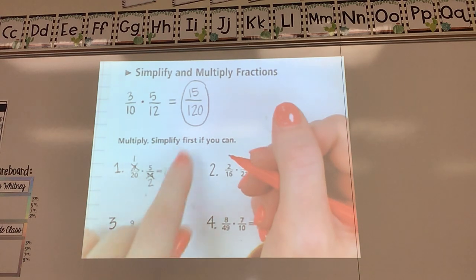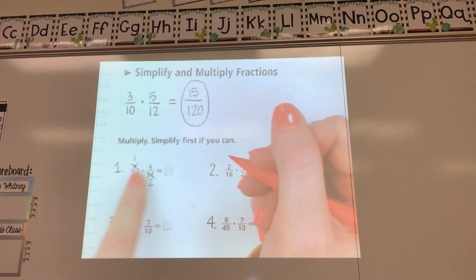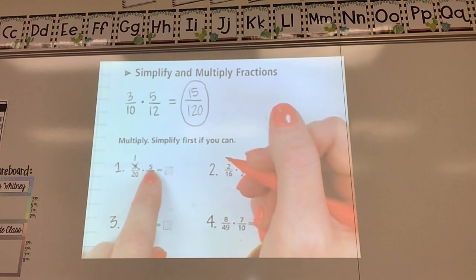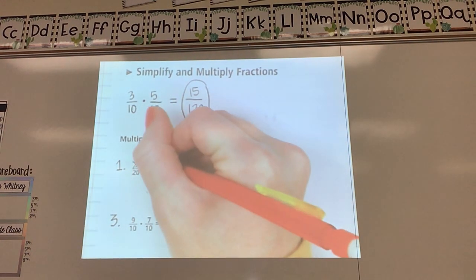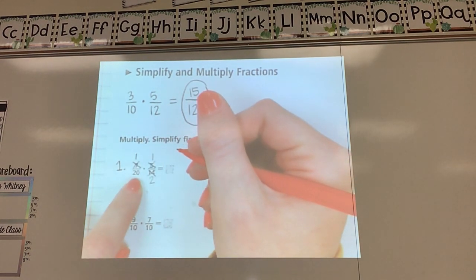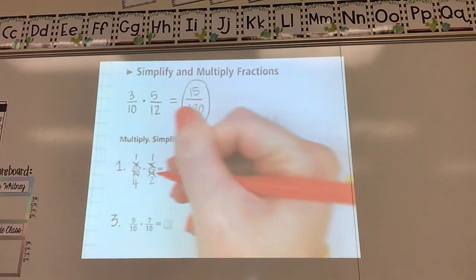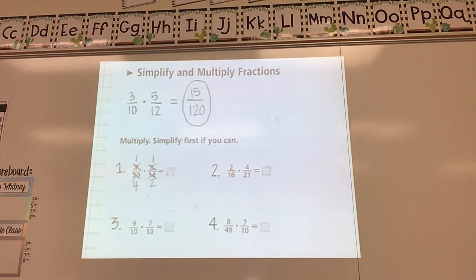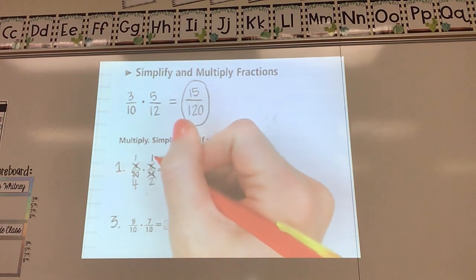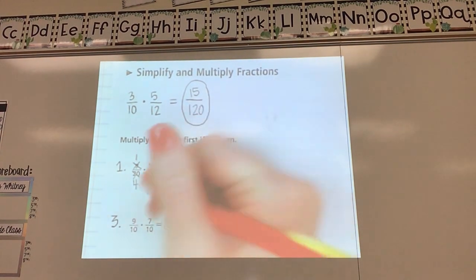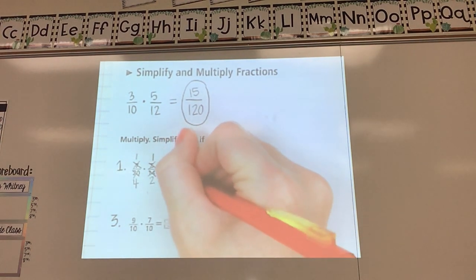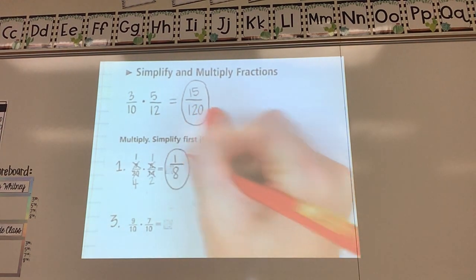So now that I've done that way, check the other way. I have 5 and 20. Is there anything that I can divide both 5 and 20 by? Yeah, 5. So 5 divided by 5 is 1. So cross out my 5, make him a 1. 20 divided by 5 is 4. Now I have super small numbers and the multiplication is really easy. 1 times 1 is 1, and 4 times 2 is 8. So my simplified answer would be 1/8.